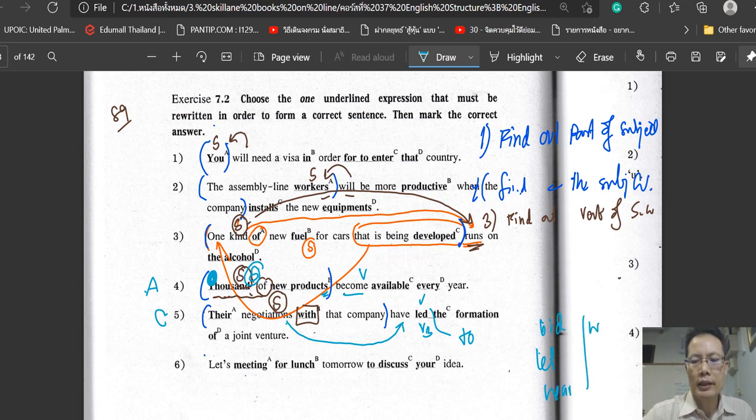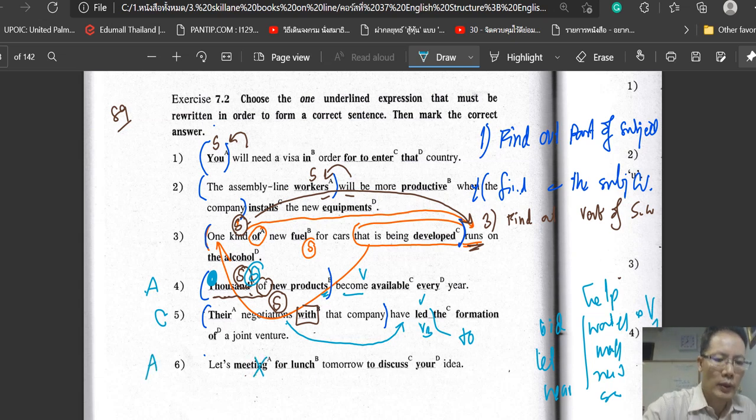Watch, make, need, see, help. All of this plus verb 1. Let meet, not meeting. This one A. Yeah? Easy, eh? Better than nothing. Much better than nothing.